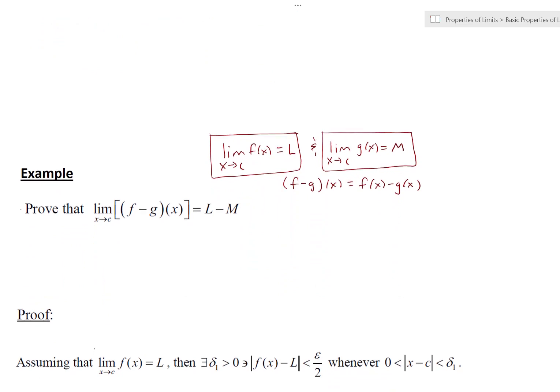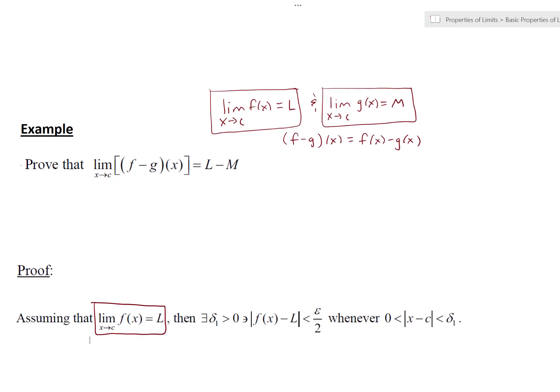since we're assuming that the limit as x goes to c of f is L, it follows that there exists some delta. Let's call it delta 1 because we're dealing with the first limit here. There exists some delta 1 which is positive such that the magnitude of f(x) minus L is less than some number epsilon, but we're going to call our epsilon epsilon over 2 for the sake of the proof. As you'll see, it's going to work out nicely if we do it this way. Notice epsilon bigger than 0 also implies that epsilon over 2 is bigger than 0.